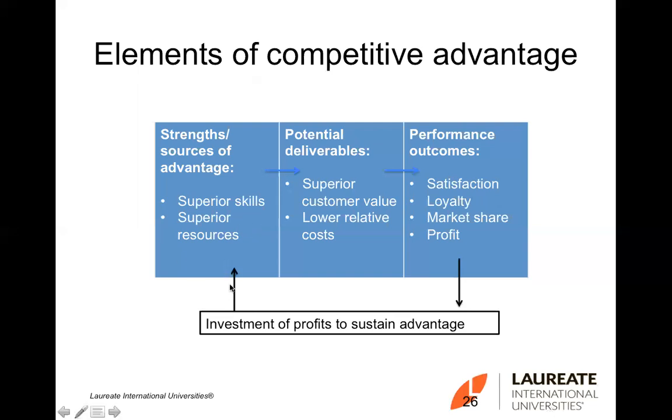Now let's look at the second one. Let's say we have a strong brand reputation as being innovative. By the way, if you use brand reputation as one of these strengths, please explain as what. Let's say our company has that strength, a strong brand reputation as being innovative. What potential deliverable can we get? Well, we can convince the customers. When we launch a new product, customers may line up.